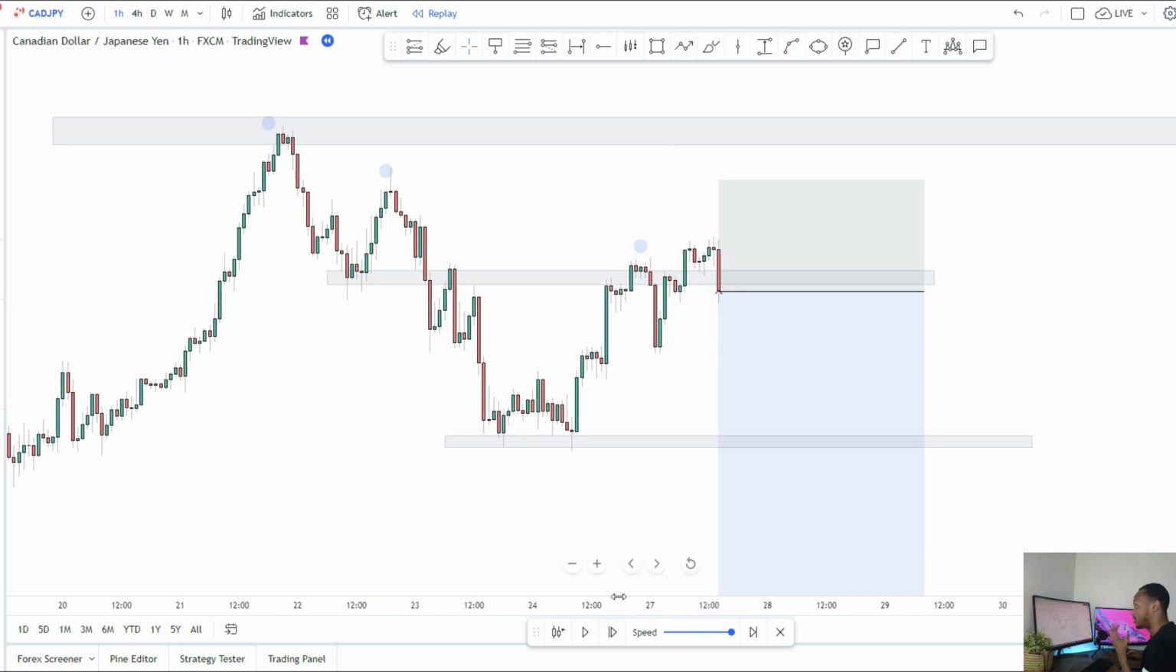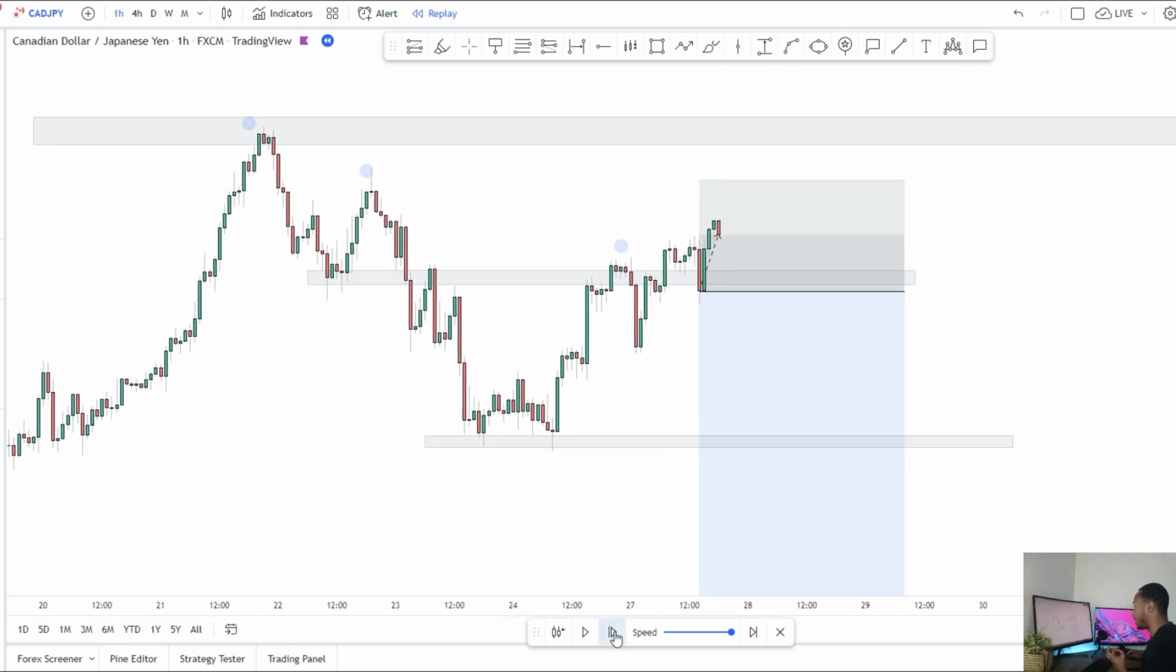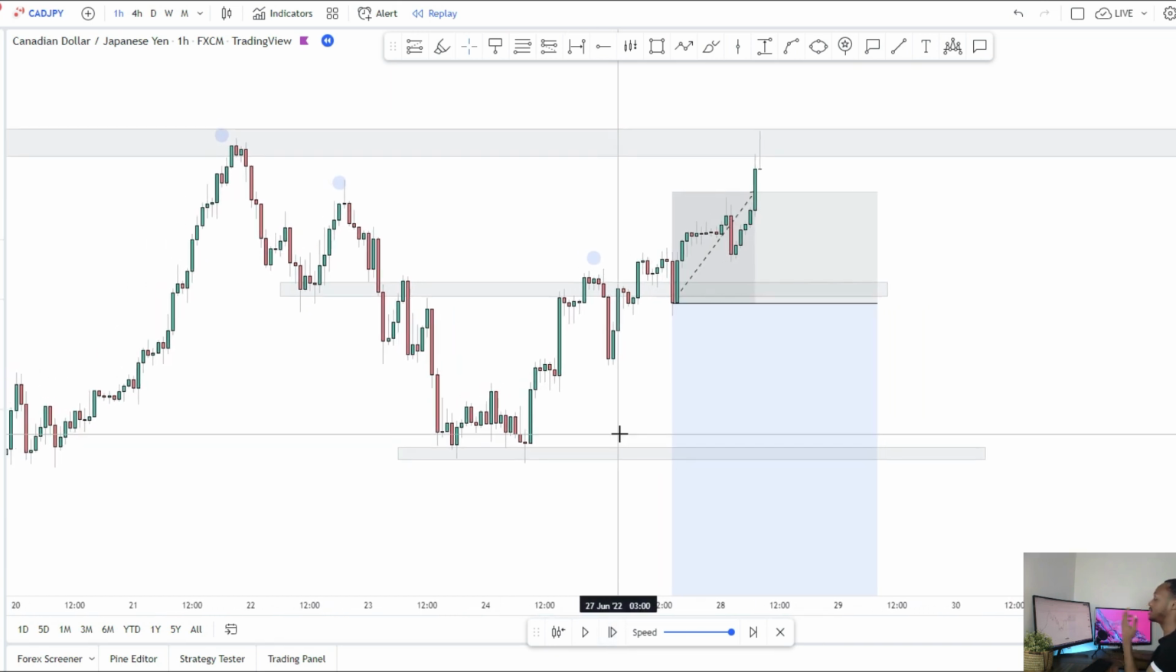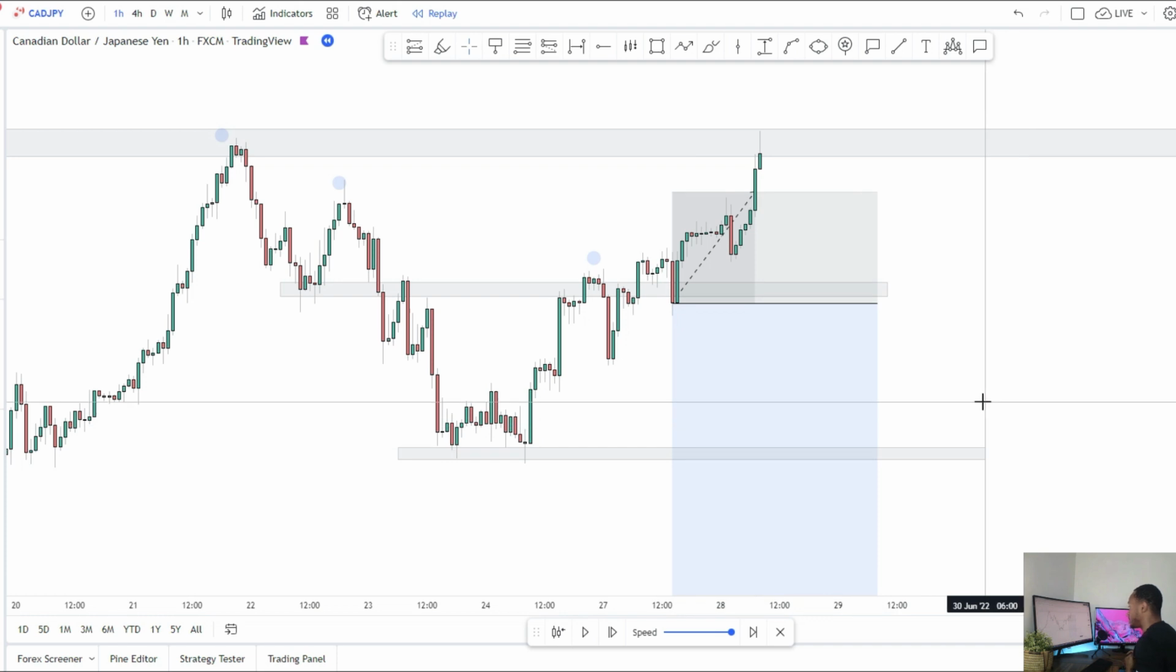But unfortunately, it was actually a false break. So if I continue to press play, you can see the trade go and fail. Eventually, there we go, we actually fail and hit my stop loss.